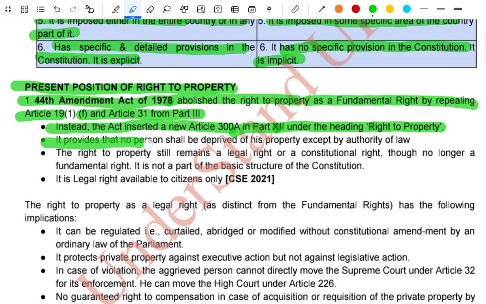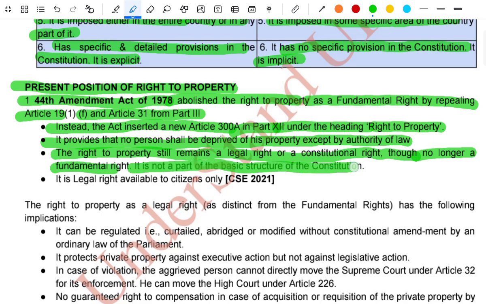It provides that no person shall be deprived of property except by authority of law. This right to property remains a legal right and a constitutional right, but is no longer a fundamental right. It is not a part of the basic structure of the constitution. It is a legal right available to citizens only.